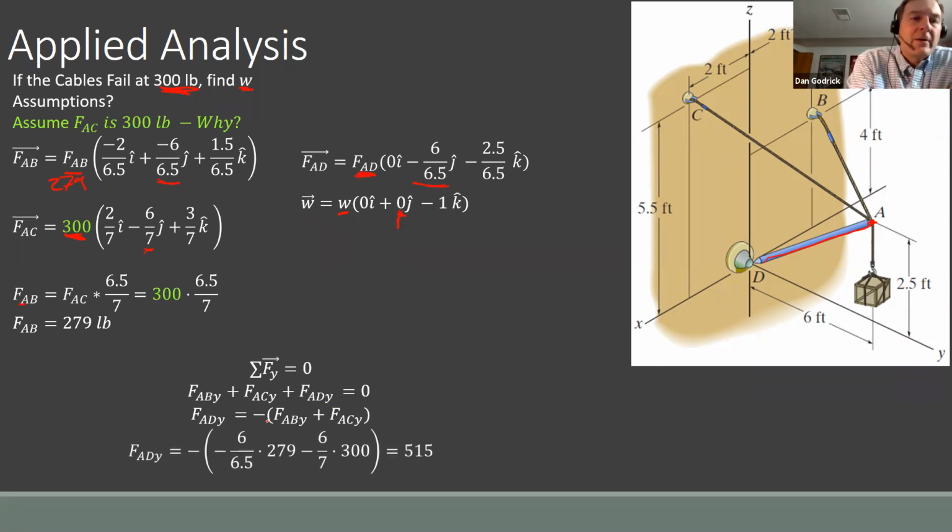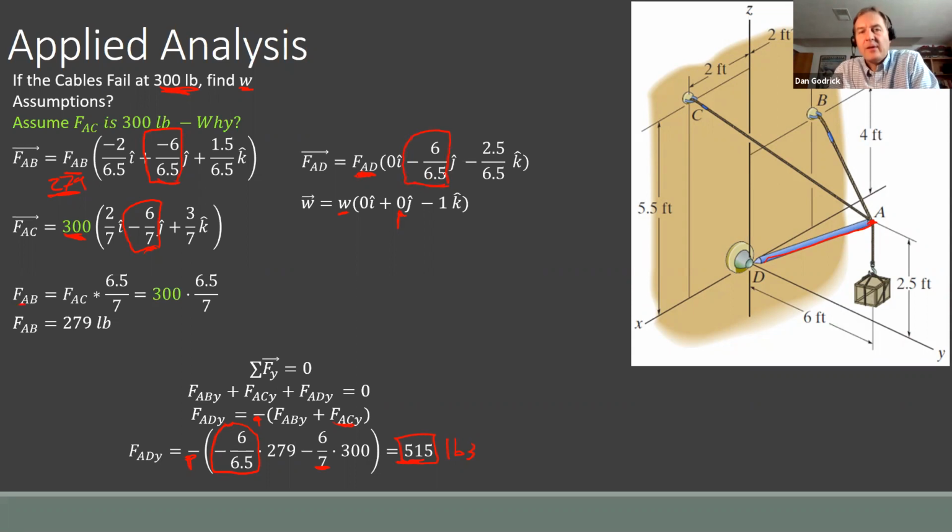Well, FAB in the Y direction is FAB times our Y component, minus 6 over 6.5. And FAC in the Y direction is minus 6/7 times 300. And we have a minus out front. So this is algebra. And when we do that out, we get FAD in the Y direction is 515, and those are pounds. But we got to be careful because what is FAD in the Y direction?